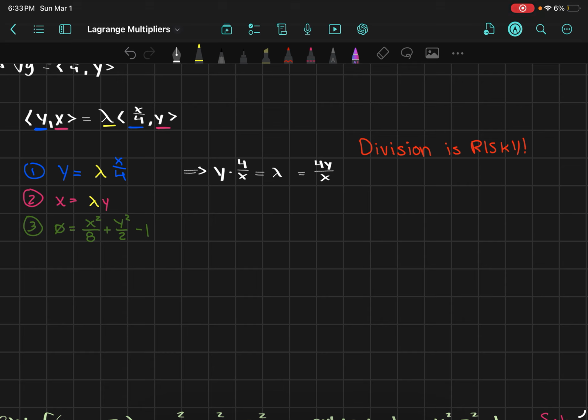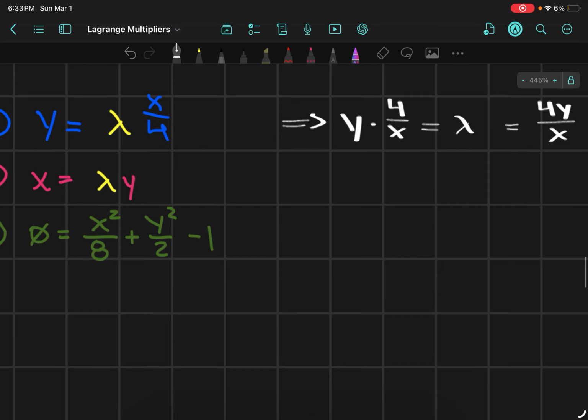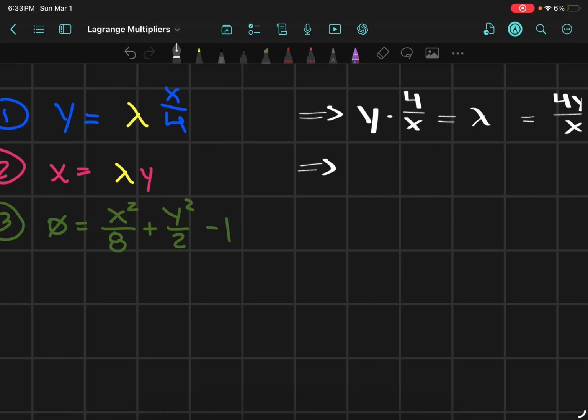So it's safe in this scenario, but that's just something you always want to look out for whenever you're dividing by variables, because that's a very risky move and it can very well set you back and give you the incorrect answer. So now that we've established that doing this is pretty safe, we can go ahead and just solve for lambda here as well.